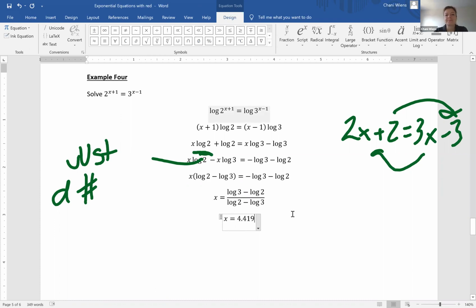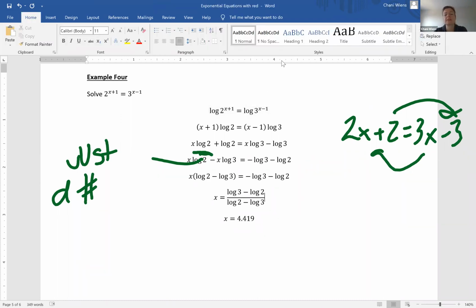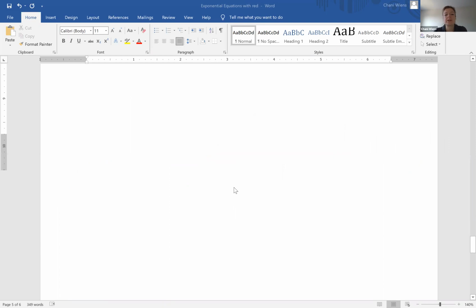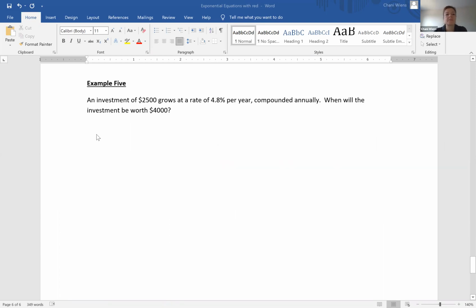All right, one more question. This one is actually the simplest. It's a question again that we were used to seeing, but now we can solve it with logs and get the exact right answer. So we have an investment of $2,500. It grows at a rate of 4.8% per year, compounded annually. When will the investment be worth $4,000?